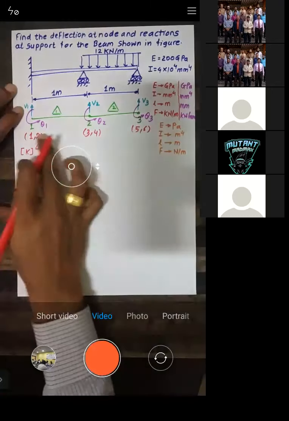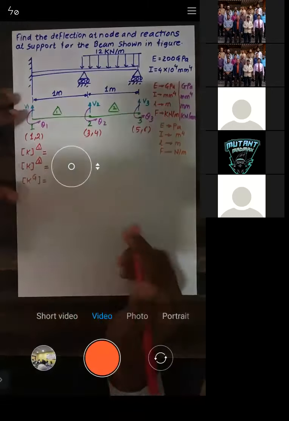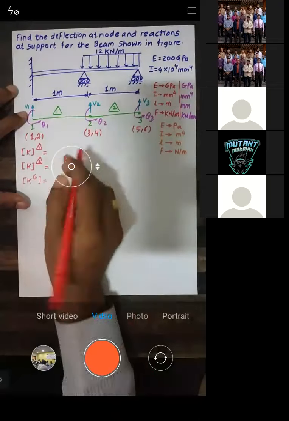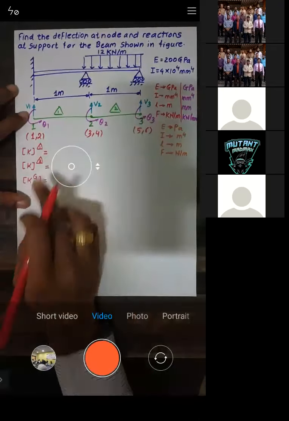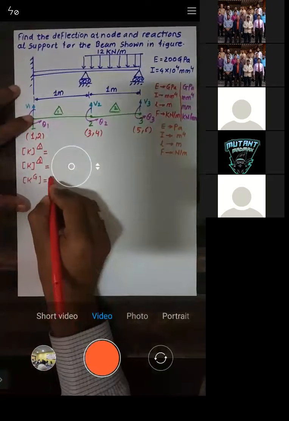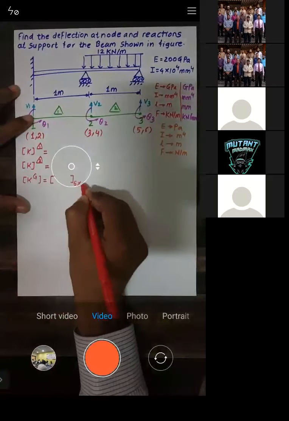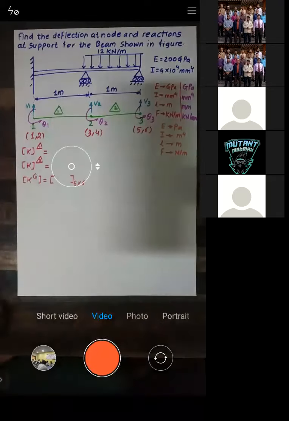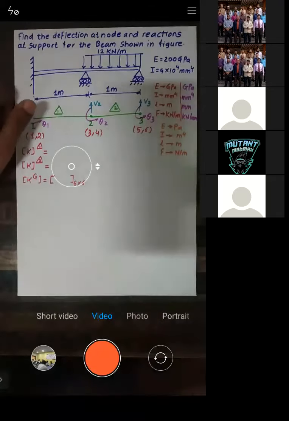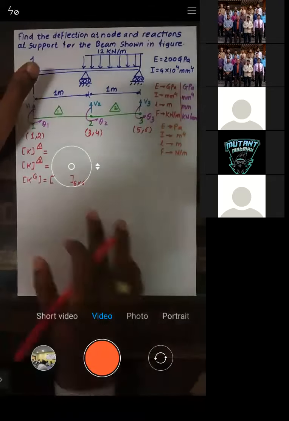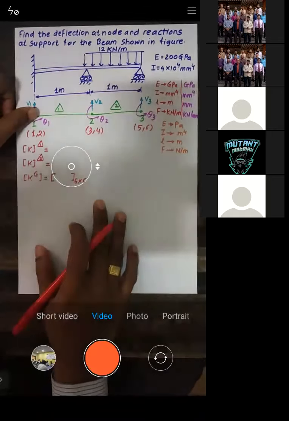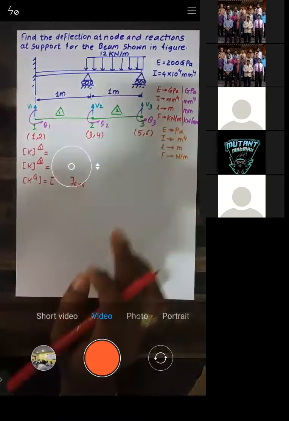Okay, so there are 6 nodes. See, element stiffness matrix for element number 1, element stiffness matrix for element number 2. Then we should form the global stiffness matrix, and its size will be 6 by 6. Right? Now, once we have the global stiffness matrix, we need to convert this uniformly distributed load into point loads.